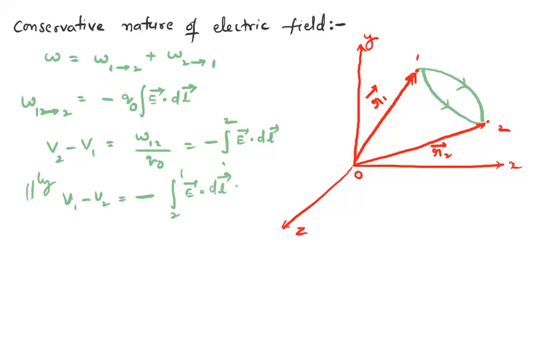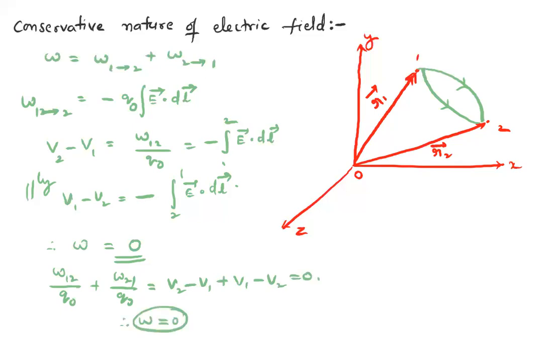Then by adding these two, what will it give? 0. That means V1 minus V2 plus V2 minus V1 equals 0. That's why the work done to move from 1 to 2 plus the work done to move from 2 to 1 equals V2 minus V1 plus V1 minus V2, which will be equal to 0. Therefore, the net work done is 0 in a closed path.